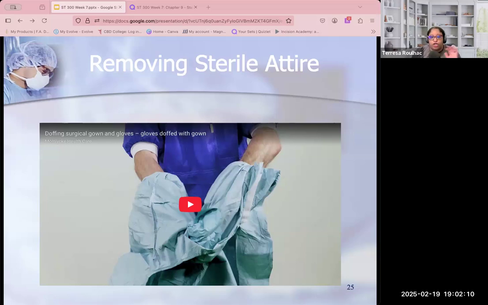We are trying to just make sure that anything that was on top of ourselves, like blood, bioburden, anything, stays in that rolled up area as it comes out. And then we dispose the gown in the biohazard bag.